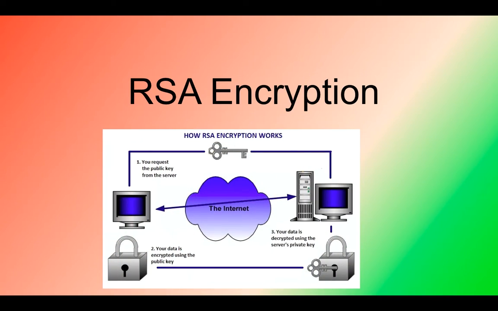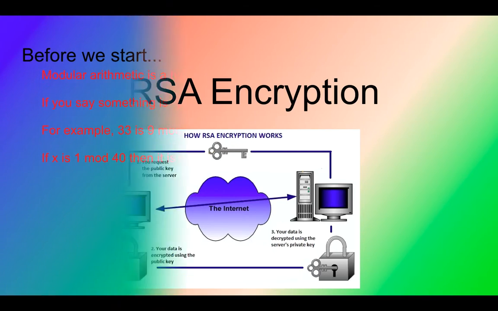This is a diagram detailing what happens. So you request the public key, the server gives you the public key, and then your data is encrypted using the public key. Then your data is decrypted using the server's private key, and then you get your message, or your number, or whatever you want, or your funny GIF.